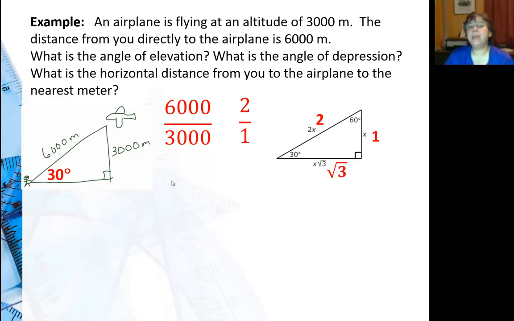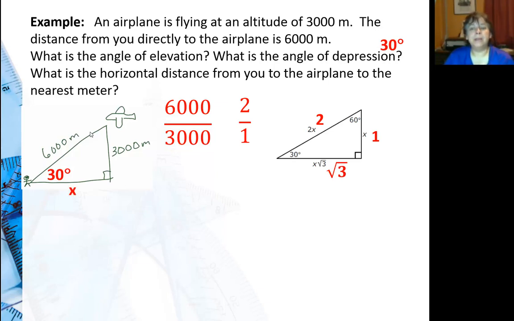Now, I don't have the angle of depression drawn. It would actually be like I draw a horizontal here in that little angle. But since it's an alternate interior angle, it's congruent. So I know it's 30 degrees as well. So what is the horizontal distance?